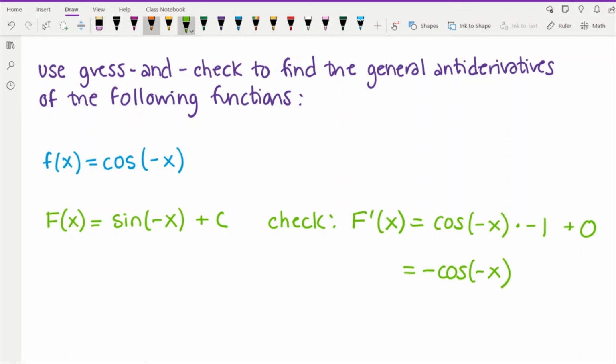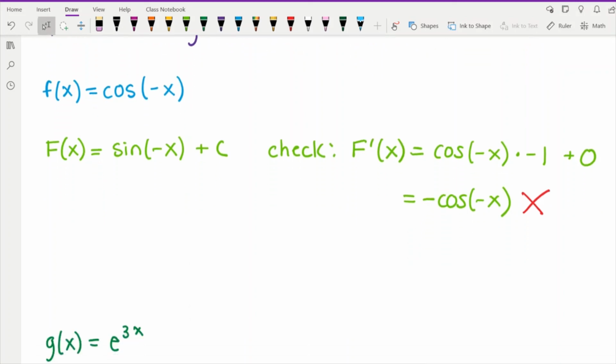And that's not correct, right? That's not what we're looking for. We're trying to figure out what is the function that when you take its derivative, you get just cosine, not negative cosine, just cosine. What adjustment can we make to this function that would allow us to get rid of the negative sign? Well, if we were just to include a negative sign at the beginning, that would actually do it. So if we instead say f of x is equal to negative sine of negative x plus c, let's see how that one works out.